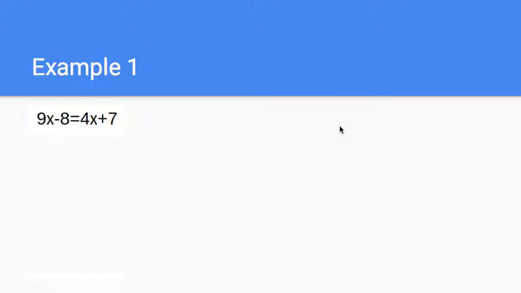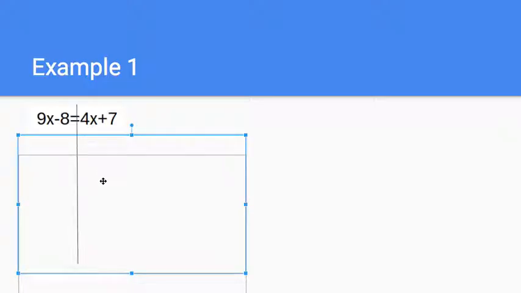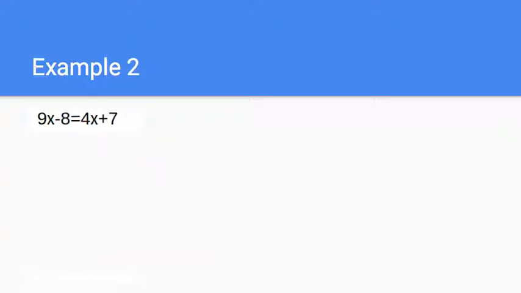Now, a trick I'm going to show you is that when you're solving this, you want to get rid of, or eliminate, the smaller of the two variables. So if I look, I have 9x and 4x. 4x is smaller. I'm going to eliminate the 4x. And this is going to keep you from having to deal with a lot of negatives. So the way I get rid of positive 4x is I'm going to subtract 4x.